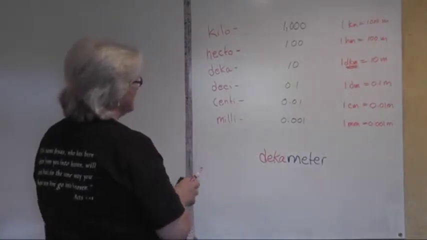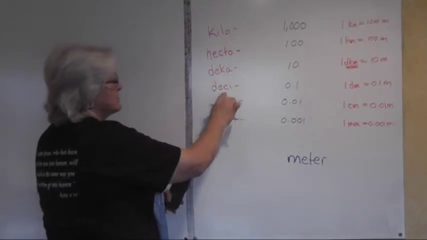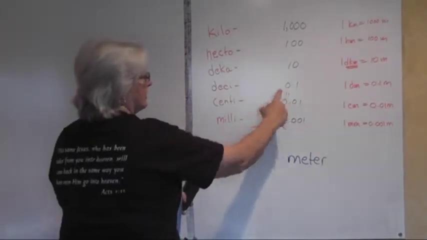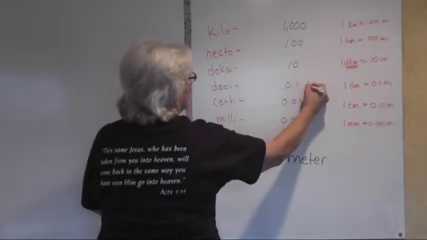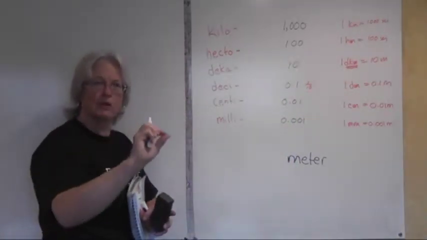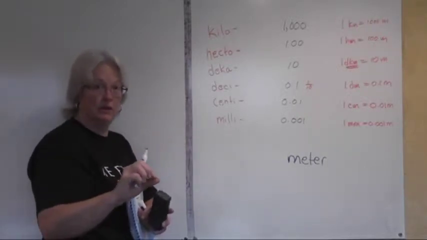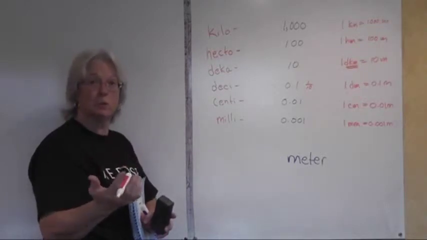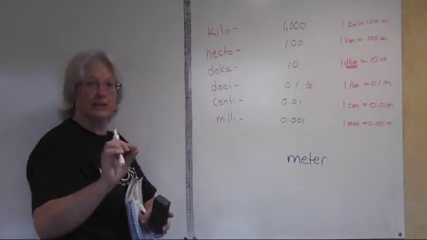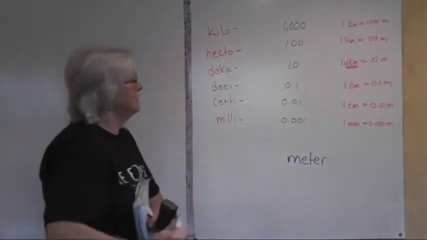Now we have deci. And this is why we have the DKM and just the DM. 1 deci means 1/10. And I'm not writing 1/10 because we're going to use the fact, just relocating the decimal point, which is what happens when you multiply and divide by powers of 10, like 10 to the second power, which is 100, 10 to the third power, which is 1,000. You move the decimal point to the right or to the left. So we're going to use 0.1 to indicate 1/10.